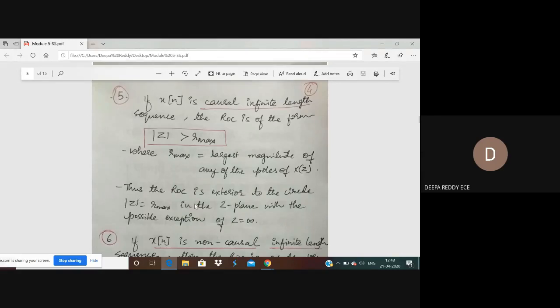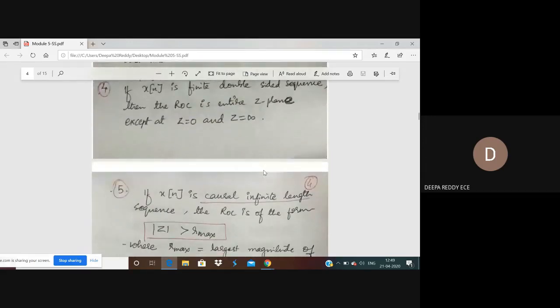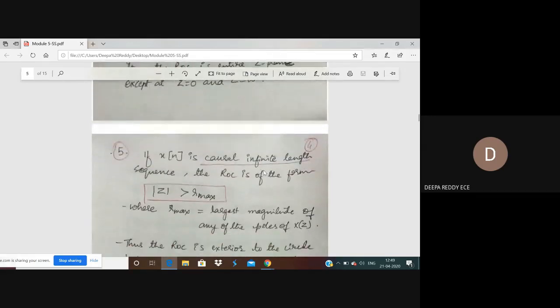So ROC is exterior to the circle. The circle has radius R max, and exterior to the circle means everything outside that particular circle, that is mod Z is equal to R max, exterior to that circle in the Z plane with possible exception of Z is equal to infinity. So this is the convergence for a causal infinite length sequence. This is how we define the ROC for such a kind of a sequence.